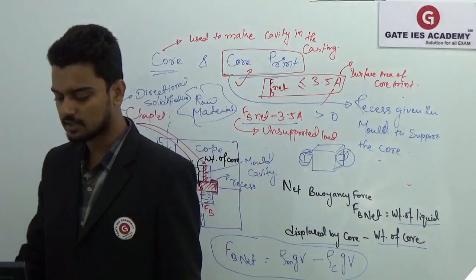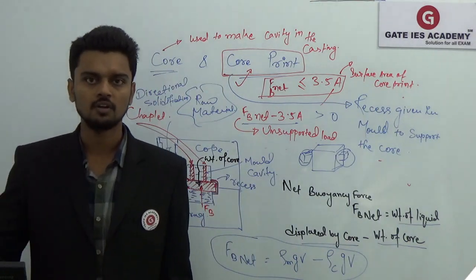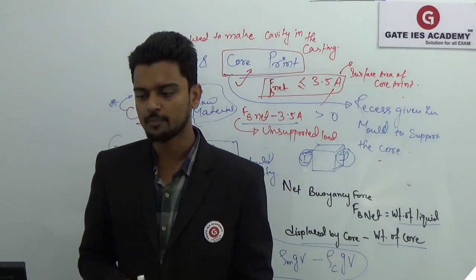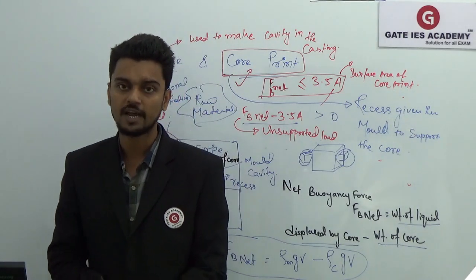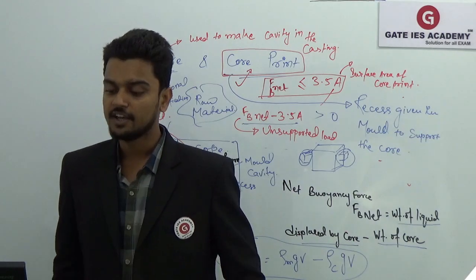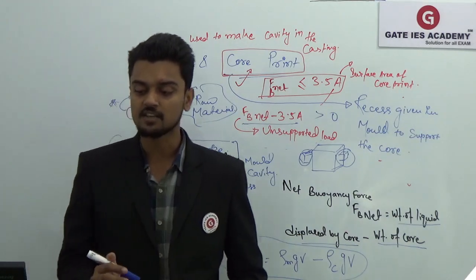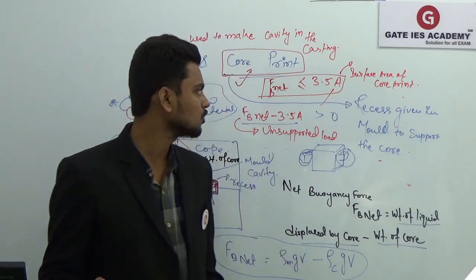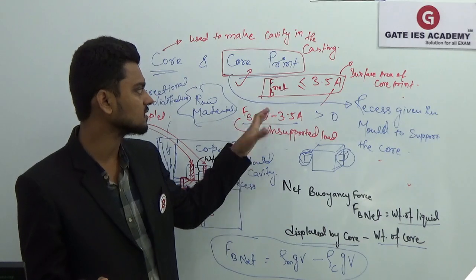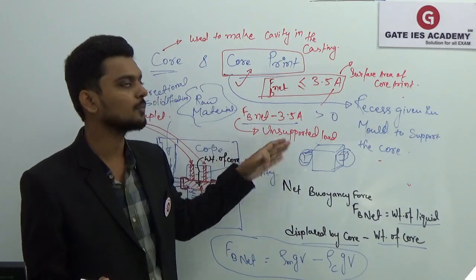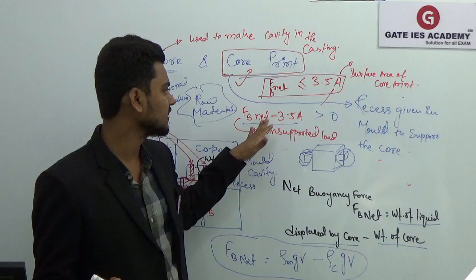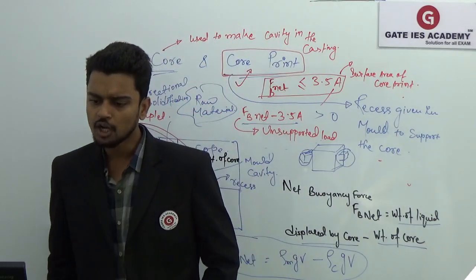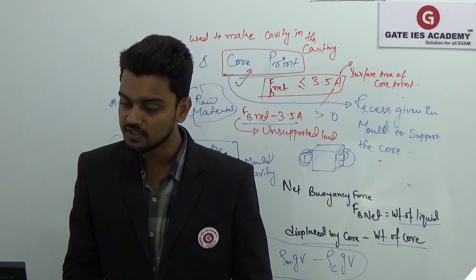We discussed that its material should be the same as your casting material. You can see some important points about the chaplet in your slide on the screen. Its function is to act as an additional support for supporting the unsupported load, which is F net minus 3.5 times A. Now the chaplet material should be the same as that of the casting material.